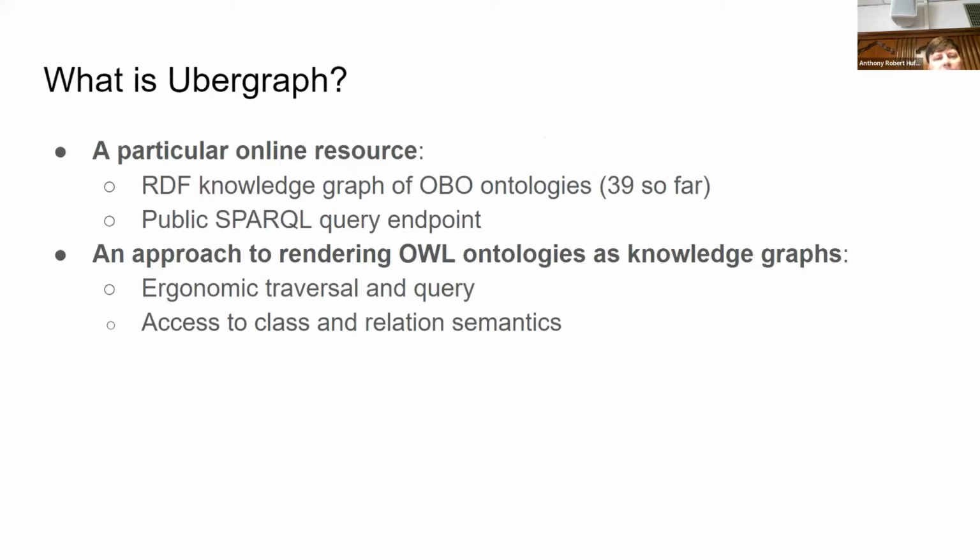And so what is Ubergraph? There's going to be kind of two angles that I'll be talking about. It's sort of both a particular online resource that you can use. It's an RDF knowledge graph of OBO ontologies, and right now there's 39 of them in there. And it's basically a public SPARQL query endpoint.